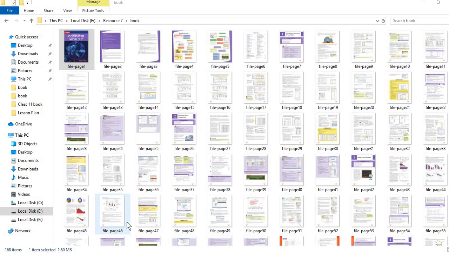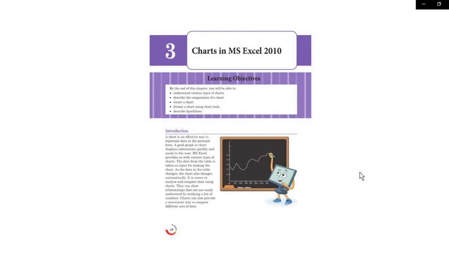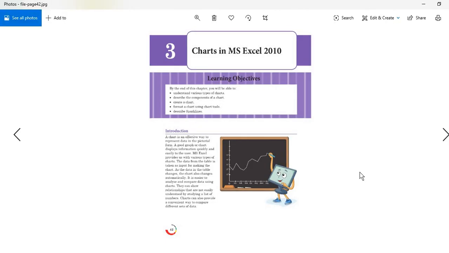Hello everyone, welcome to the second week of the chapter I have started. The chapter name is Charts in MS Excel, which is the third chapter from your book, Computer World 7. Many of you have got the book, many of you haven't. So that's why every week I'm sending the PDF along with the lesson plans, whatever I'm sending.